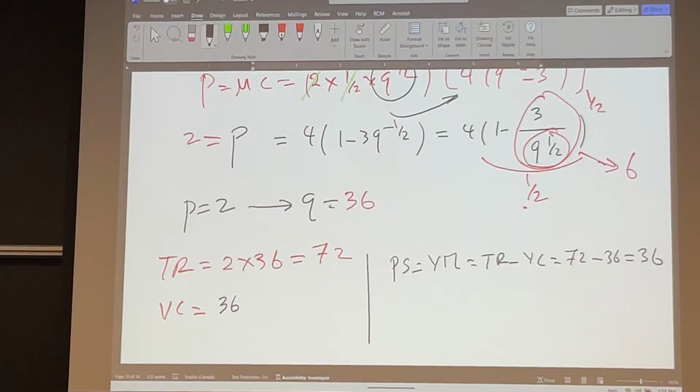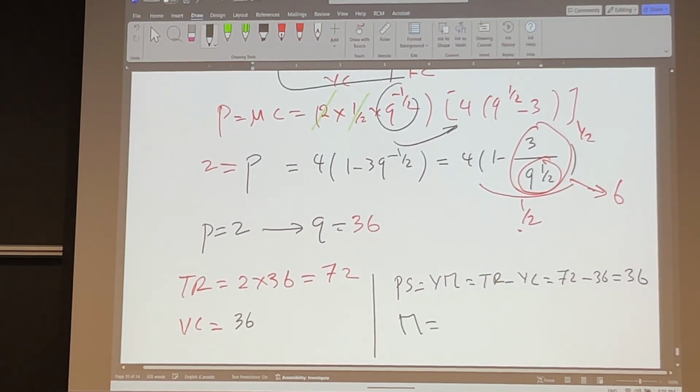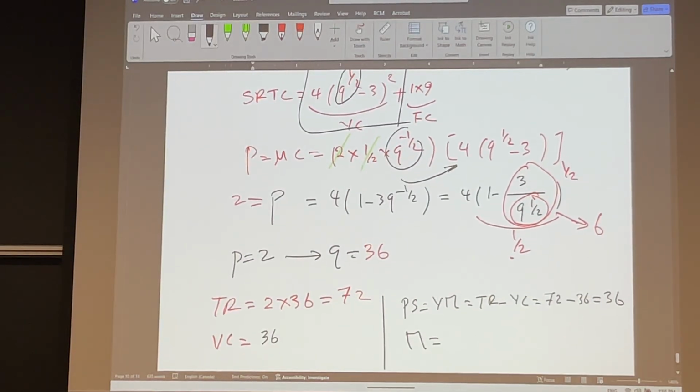Make sense? If you end up with a case where the supply is not a straight line, that's the only way you get the surplus, unless you want to do something complicated. Here I have all the information, so I could have calculated the actual profit. What's the actual profit? That's the variable profit minus fixed cost, which is 36 minus how much? What's the fixed cost? 9.